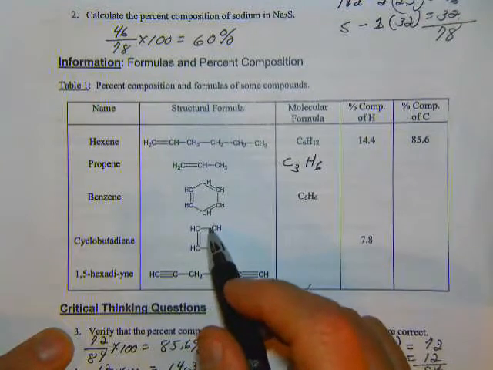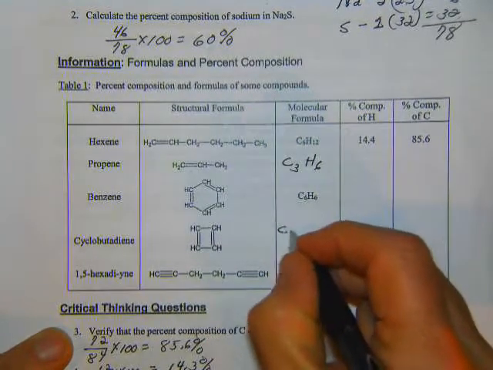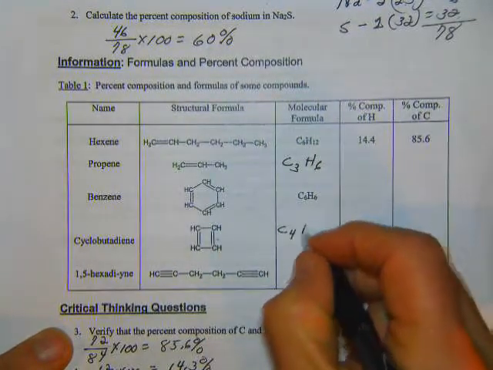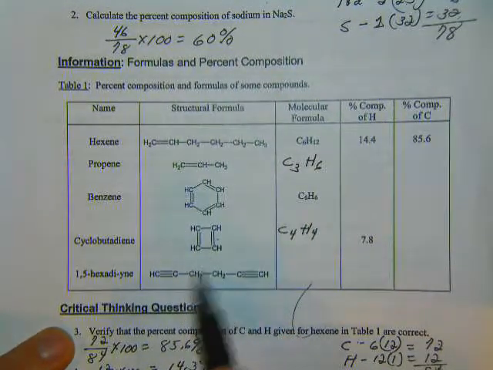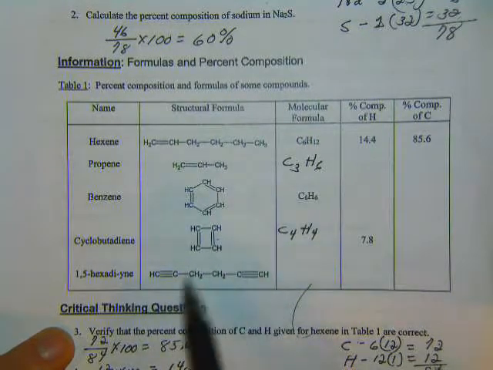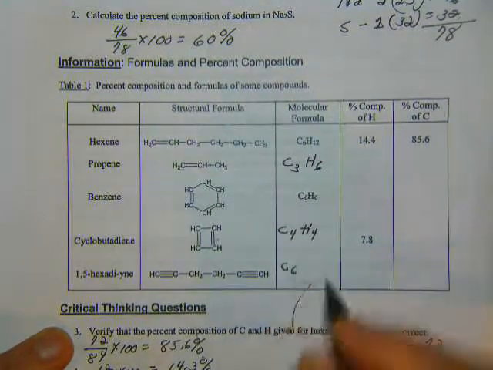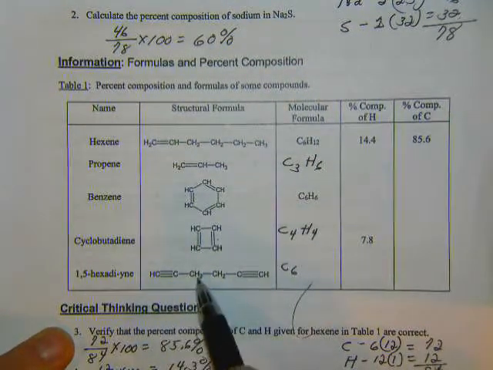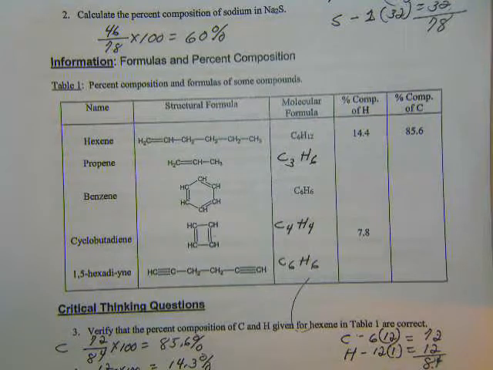This is actually a benzene ring, and hydrogen's 6 also. For this particular cyclobutadiene, 1, 2, 3, 4, we have 4 carbons, and we also have 4 hydrogens. For 1,5-hexadiene, again we're going carbons first: 1, 2, 3, 4, 5, 6, so it's C6, and hydrogen 1, 2, 3, 4, 5, 6, H6. That was really doing nothing more than adding up the carbons and the hydrogens there.